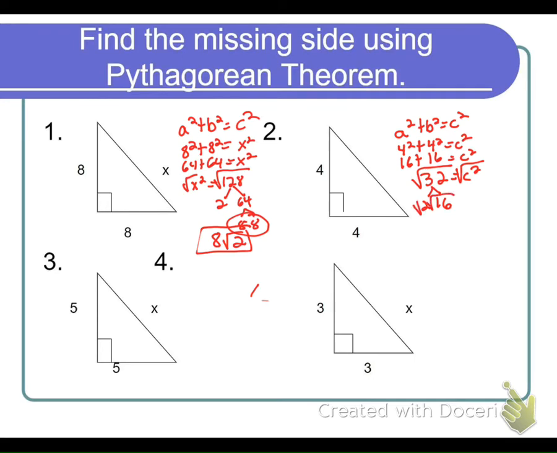Yep, so we can do that just like Kayla did. So what's the square root of 16? 4 and 4. 4, yep. So 4 square root of 2 is going to be our final answer. Nice job.